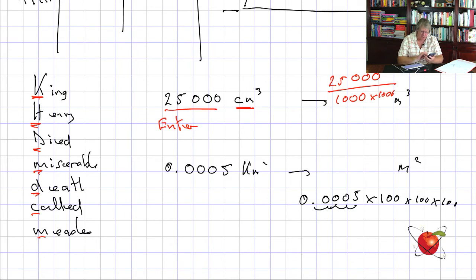So you would say 0.00305 times 100, that's my first one, times 100 again, which gives us 500 square meters, right? So let's recap, what do we do with this?